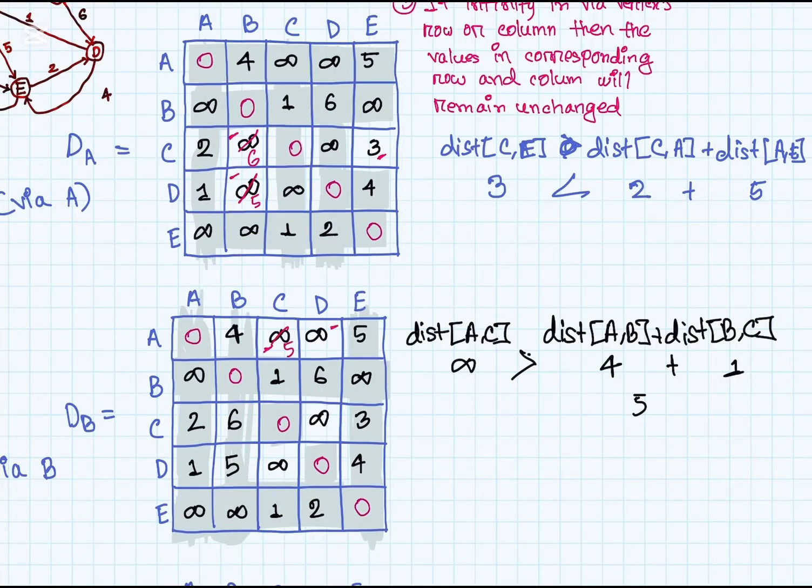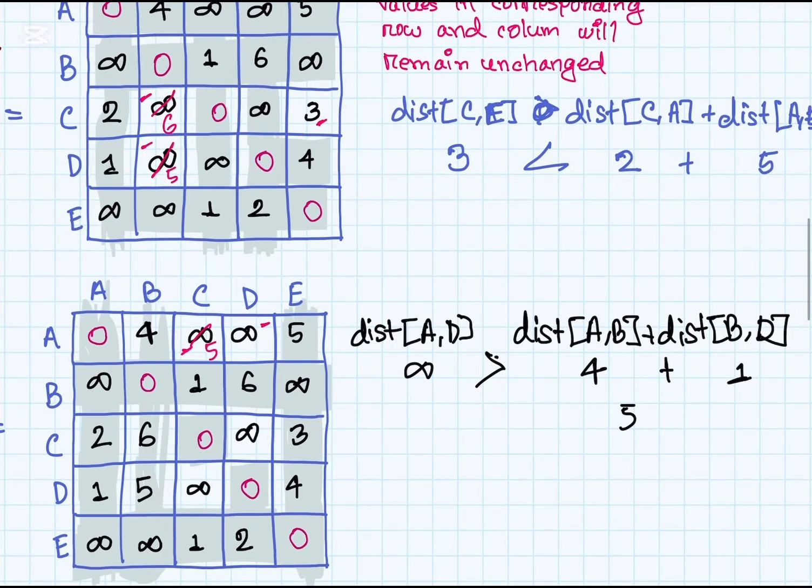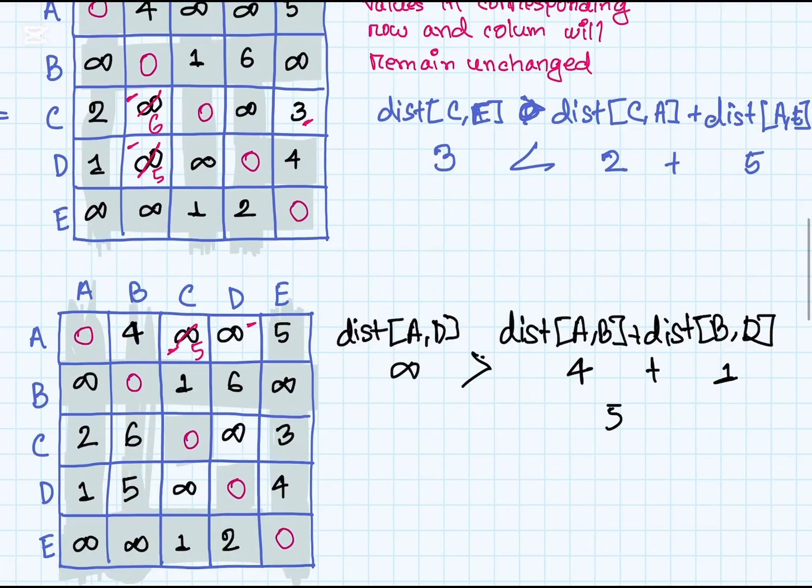Then for this cell, let's replace C with D. So the distance from A to D is infinity. A to B remains 4 and the distance of B to D is 6. So 10. Infinity is obviously greater than 10, so we will change the value of this cell also.